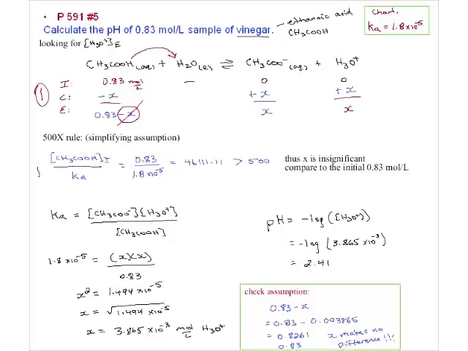You'll get 1 mark for your simplifying assumption. You'll get 1 mark for showing me the Ka expression and working out the numbers, and they'll probably give you 1 mark for calculating pH. So this question on the public exam could potentially be worth 4 marks.